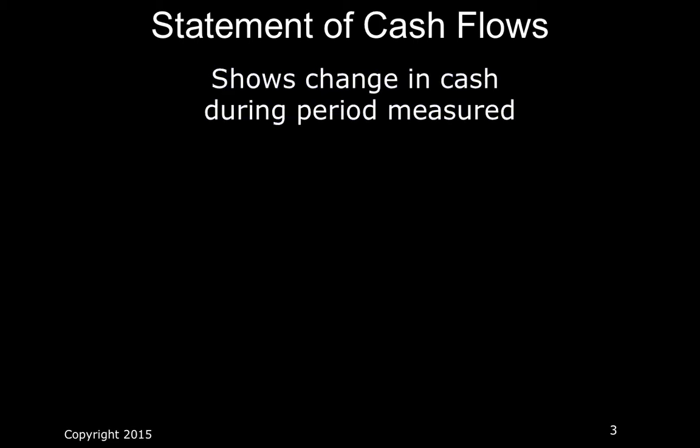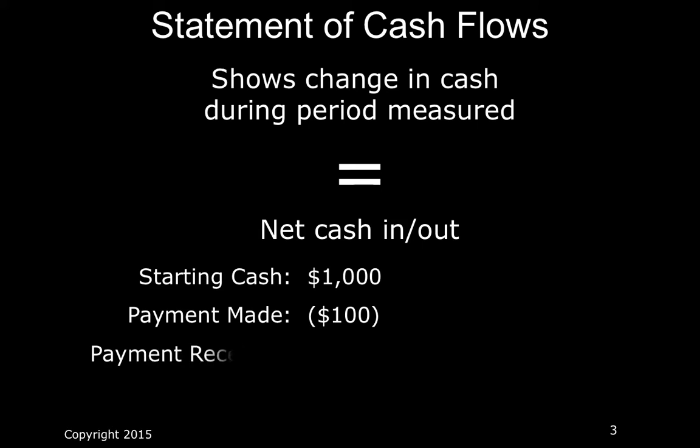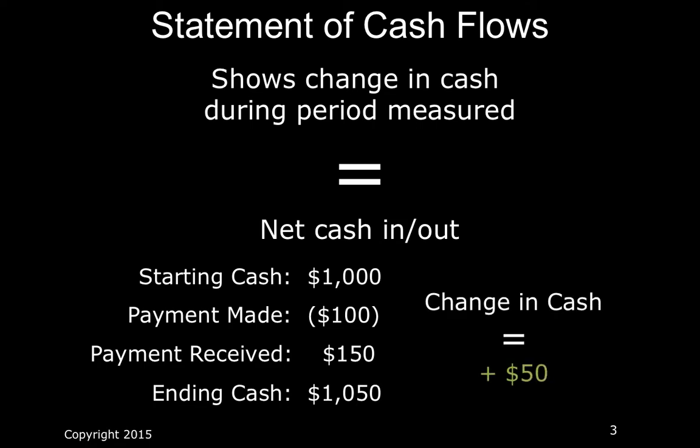The purpose of the statement of cash flows is to show the change in the business's cash position during the time period measured. That change will equal the netting of all the cash that comes into the business and flows out of the business. Consider a business that starts the year with $1,000 in cash. The business writes a check for $100 to pay its employees, and it receives $100 payment for 10 widgets. The business's ending cash position will be $1,050. It will have a positive cash flow for the year of $50.